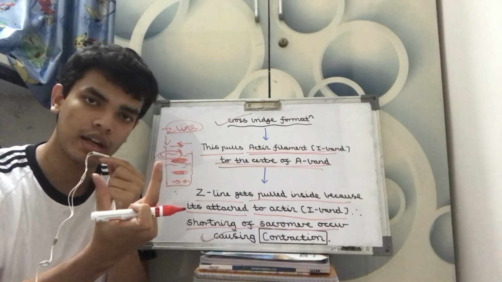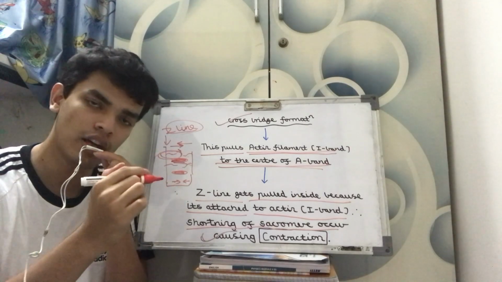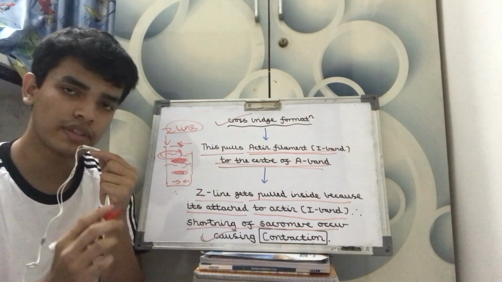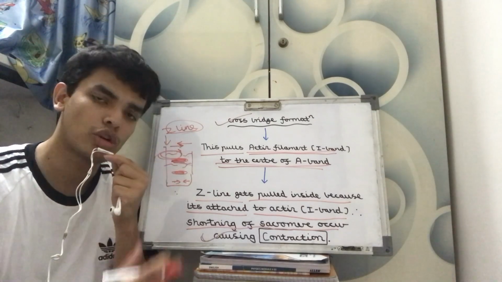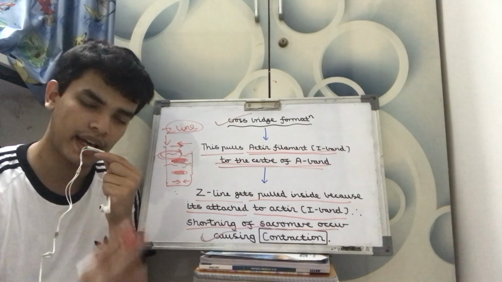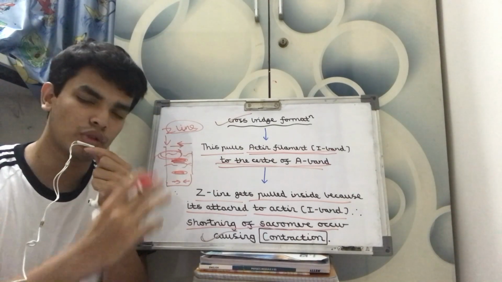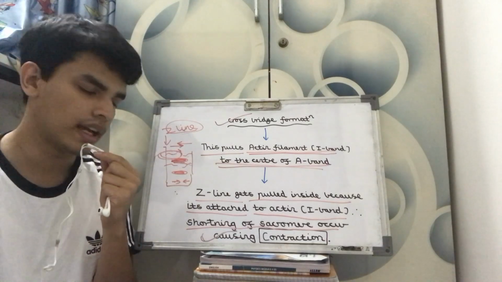So the I band is getting reduced and that is attached to Z line, so it pulls Z line as well inside. So because of that a sarcomere, which is the unit of contraction, also gets shortened, and because of that contraction occurs. So this was your whole mechanism of contraction. I hope that in each slide I have given the steps. You can write it down on one big page or however in steps as you like it.